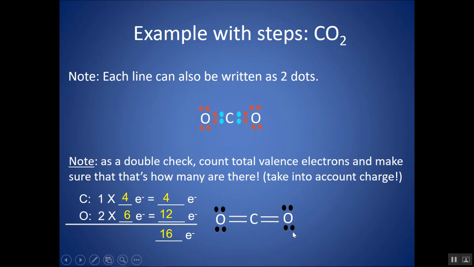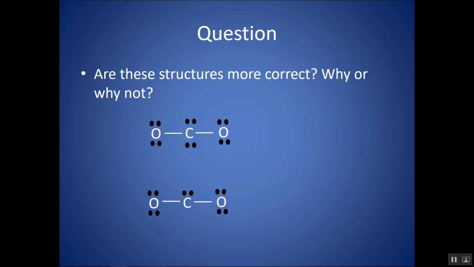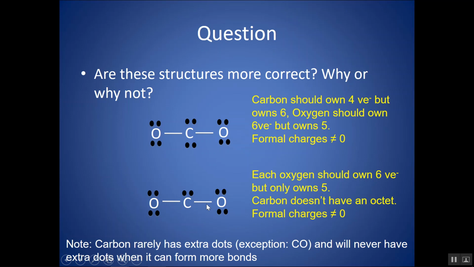Good. Now, what's great about formal charge is you could also use it to evaluate a structure you've already drawn. So maybe you drew something like one of these, and you could see, well, why are these not correct? If I look at this carbon, it should own 4, and it owns 1, 2, 3, 4, 5, 6. That's not good. Oxygen should own 6, and it owns 1, 2, 3, 4, 5. That's not good. Same down here. Oxygen should own 6, 1, 2, 3, 4, 5. Nope. And this carbon doesn't even have an octet, 2, 4, 6. So when you're done drawing a structure, evaluate, because you might need to redraw.